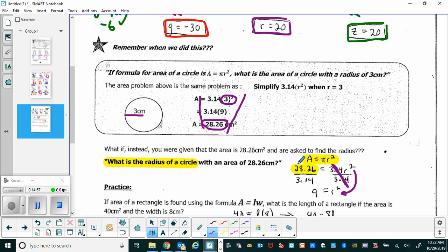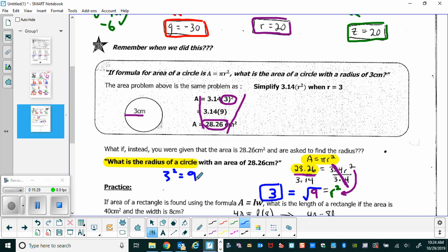Now on this side, if you do 28.26 and you divide it by the 3.14, we divide to get rid of coefficients, you're going to get a 9. So now let me ask you guys this. If the radius gets squared to be a 9, what is the square root of 9? Our radius would be a 3. Okay? Because 3 squared would be that 9.